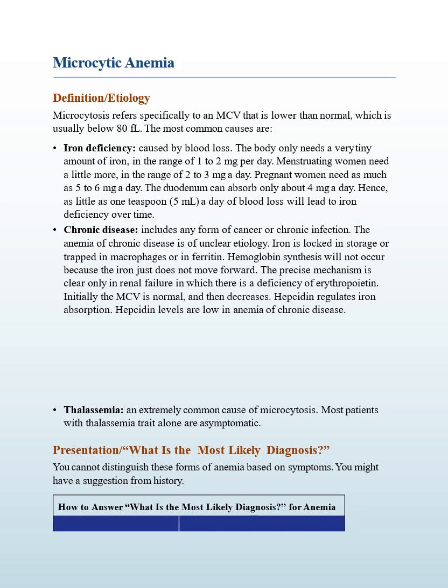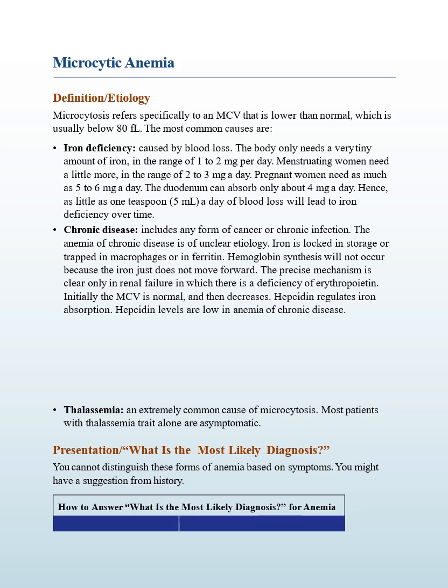Hemoglobin synthesis will not occur because the iron just does not move forward. There is a precise mechanism which is clear only in renal failure, when there is a deficiency of erythropoietin. Initially, MCV is normal, but then decreases.